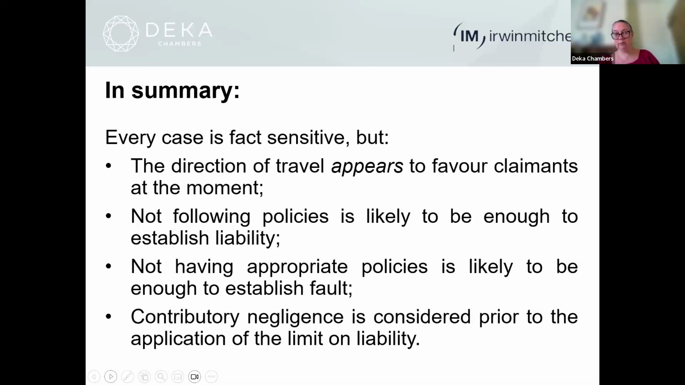In summary, every case is fact sensitive, of course, and we've spoken about that earlier. The direction of travel, I think, favours claimants at the moment, both in relation to psychological injury and in relation to accident and in relation to Articles 20 and 21. Not following policies is going to be enough, I think, to establish liability under Labardia. Not having appropriate policies is going to be enough to establish fault under Wuchner, which seems intuitive. And the big one, the big determination by Wuchner is that contributory negligence is considered prior to the application of the limit. So you don't limit and then reduce for contrib.